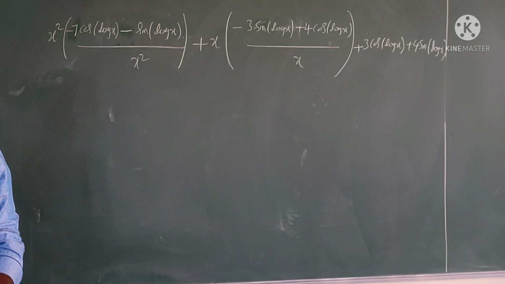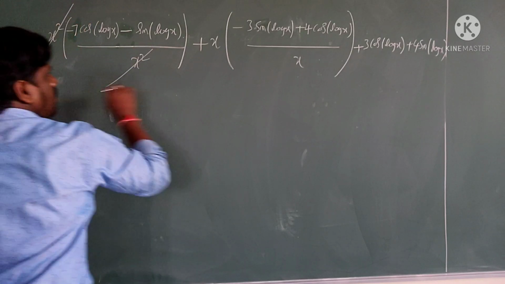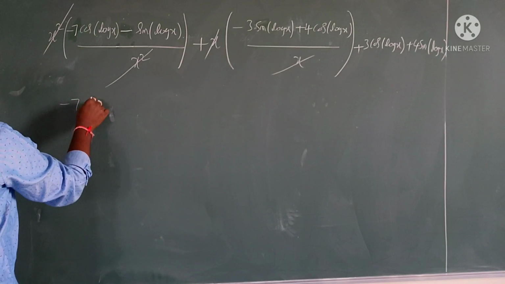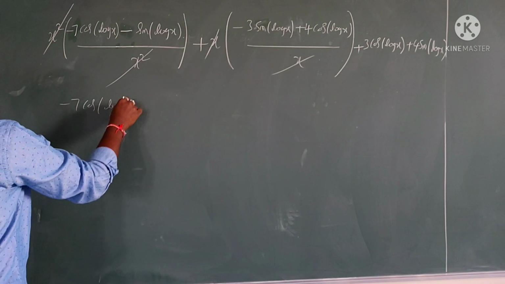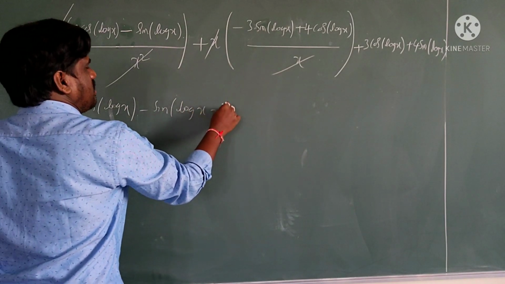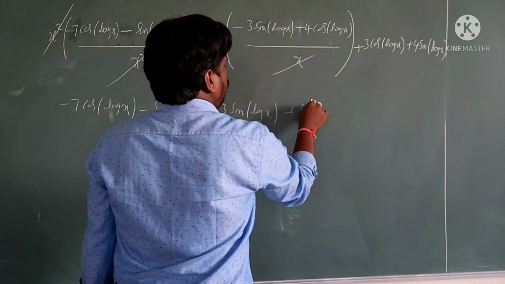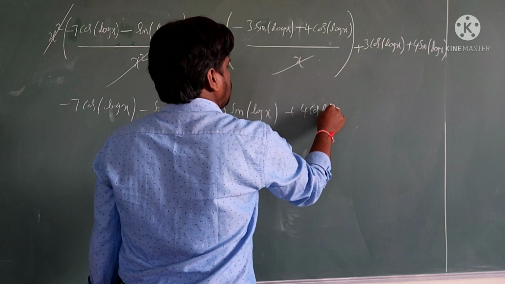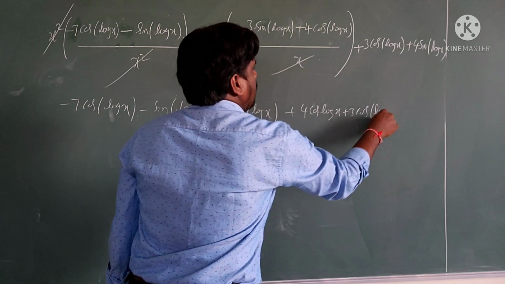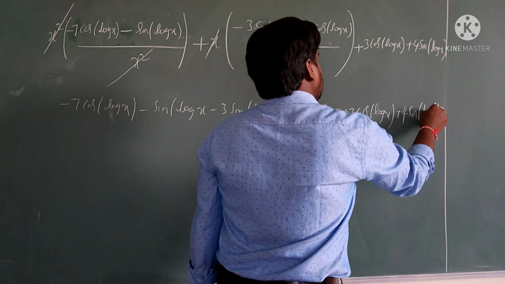Here we are substituting the values in the given equation. So x square will cancel, x and x will cancel. I get minus 7 cos log x minus sin log x minus 3 sin log x, and then plus 4 cos log x and plus 3 cos log x, and then plus 4 sin log x. So look at that.